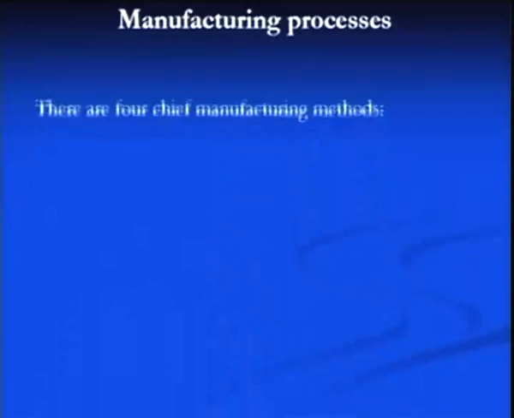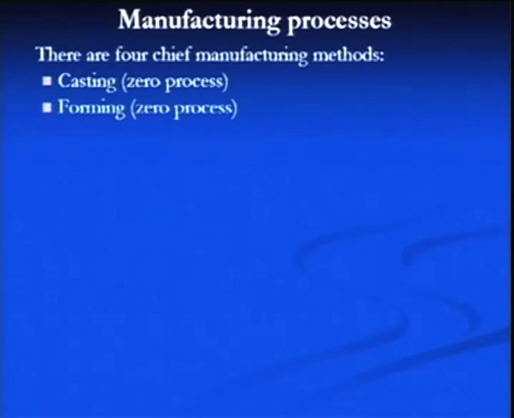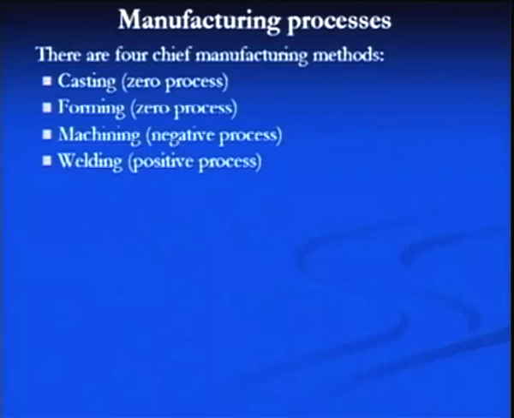which are basically used for shaping the materials as per the size and shape required for making engineering components. There are 4 manufacturing methods commonly used for shaping the engineering components: casting, which comes in the zero process category, forming, which comes under the zero process category again, then machining, a negative process, and welding, a positive process.